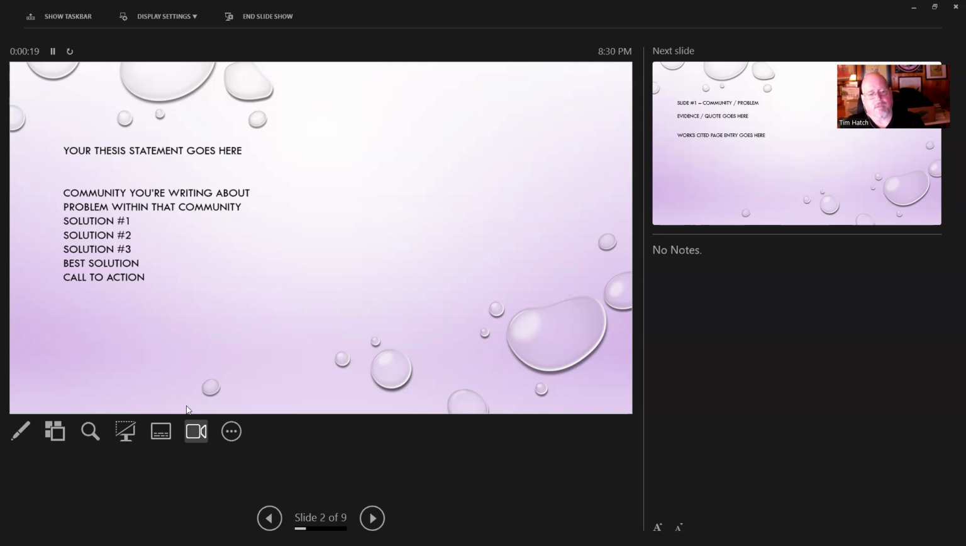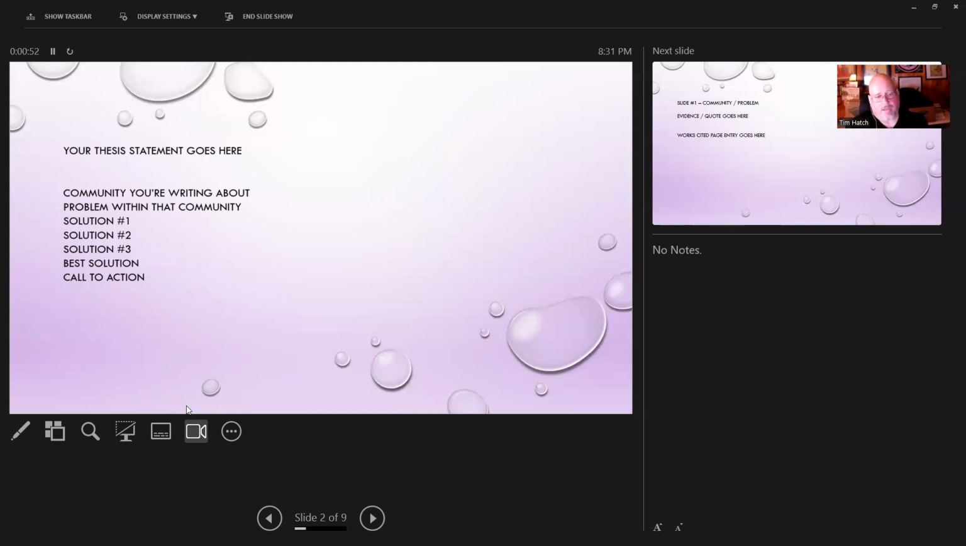What is your thesis statement? And then what's the community you're writing about? What is the problem within that community? And then solution 1, 2, 3, best solution, and a call to action. Think of this page literally as a table of contents. So if you're writing about homelessness in Riverside, then the community you're writing about is Riverside. The problem is homelessness. And then instead of solution one there, it'll say something like, I don't know, increased funding for public housing or something like that, right?